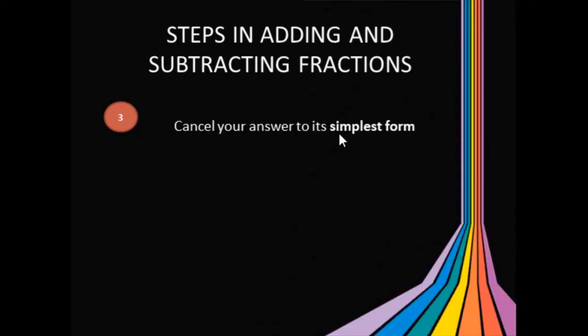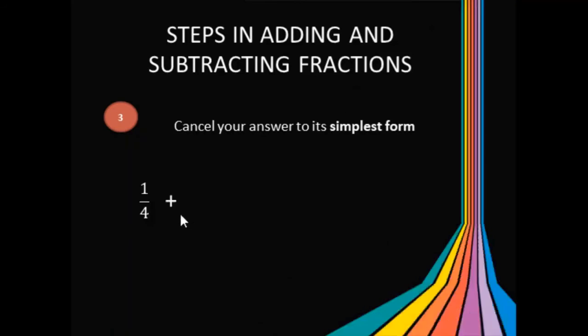When you say simplest form, can you remember our previous topic? Simplest form is when the value cannot be divided by any factor already. Okay, let's have an example so that it would be clearer. I have here 1/4 plus 2/8.